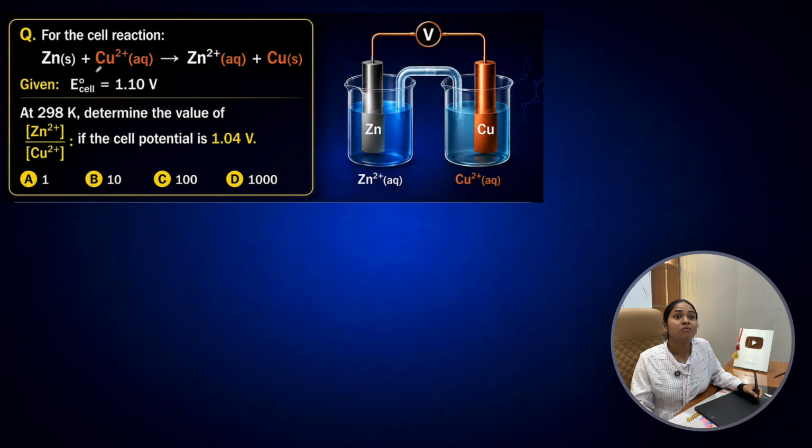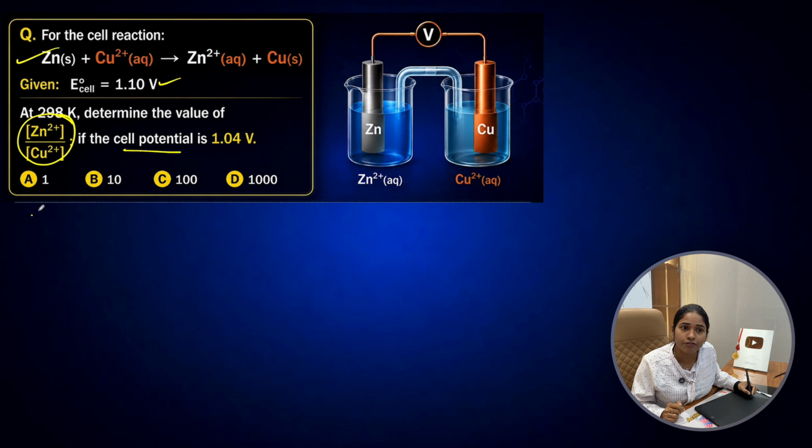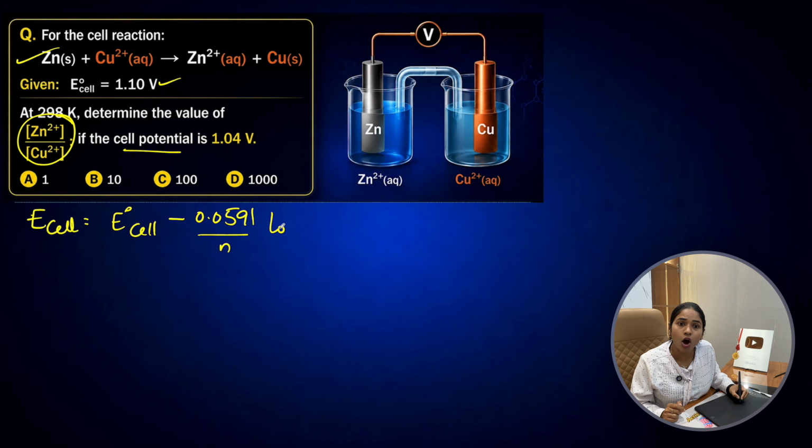in the comments. For the cell reaction, see, this is the second question. They have given us the reaction. They have given E0 cell. What do you mean by E0 cell? Standard cell potential. They have given the cell potential also. They are asking for the Q value here. Write the reaction. What is the Nernst equation formula, children? Tell me. E cell is equal to E0 cell minus 0.0591 by n log Q.